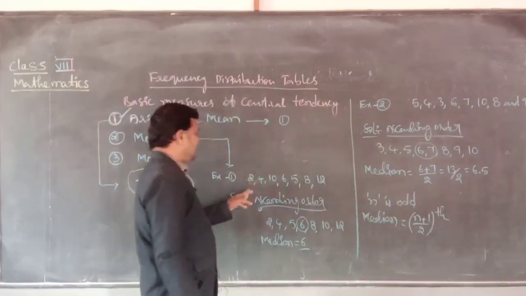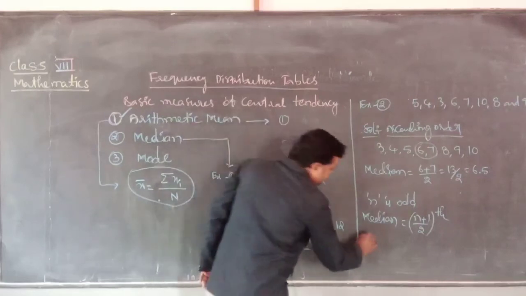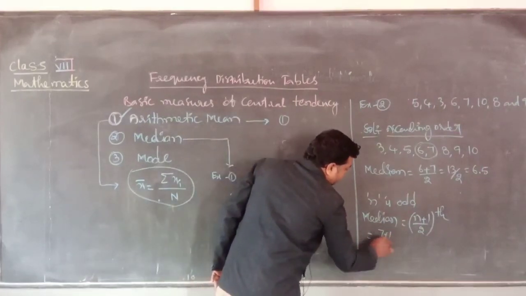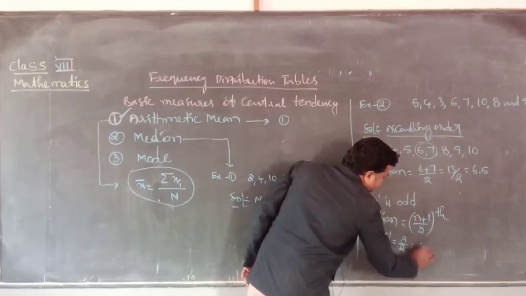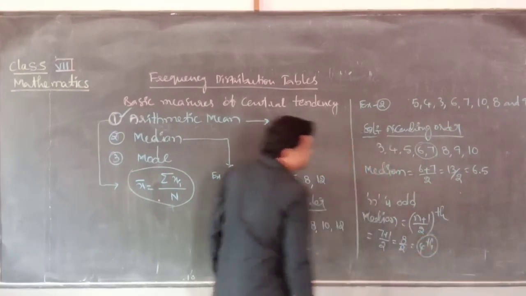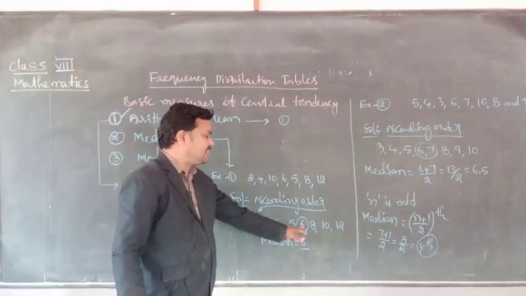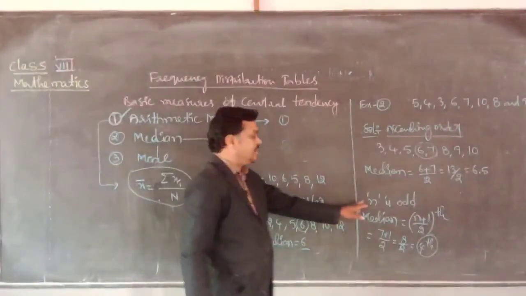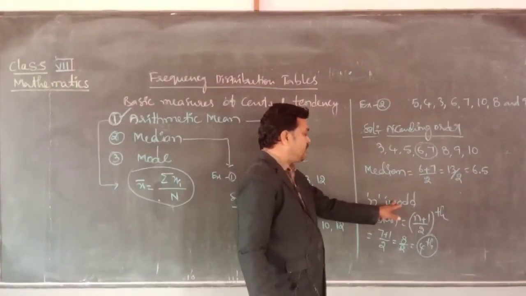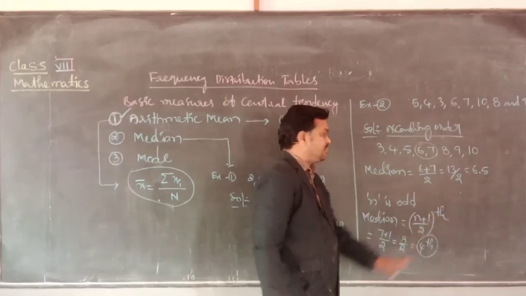Check this one. Here 7 observations are given. (7 + 1)/2 = 8/2 = 4, so the 4th observation will become the median. Here the 4th observation is 6. So the median is equal to 6. When the number of observations is odd, the median is equal to the (n + 1)/2 th observation.